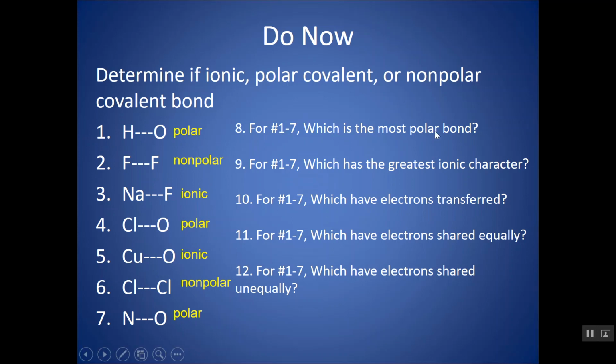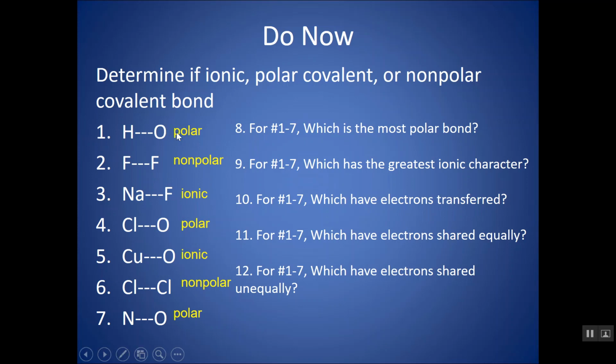Out of these, which is the most polar bond? So I don't want to consider anything ionic because those would not qualify as polar. So I am down to considering all my polar bonds. Where is my electronegativity difference the greatest? If you actually had values, you can look it up, but you can also just look at the trends on the periodic table.